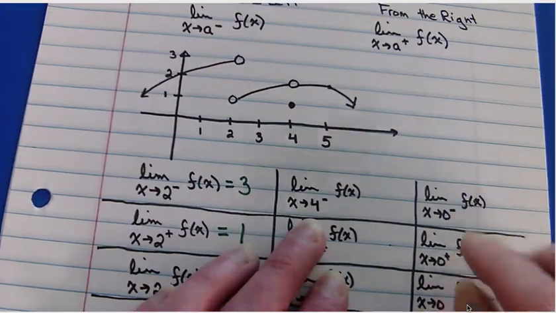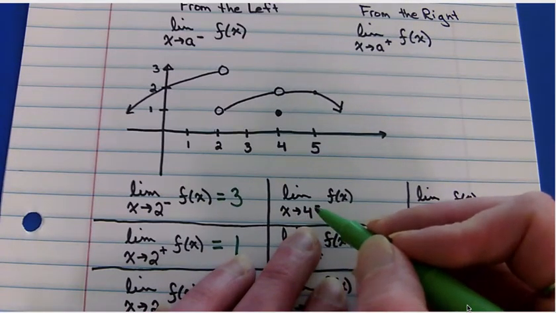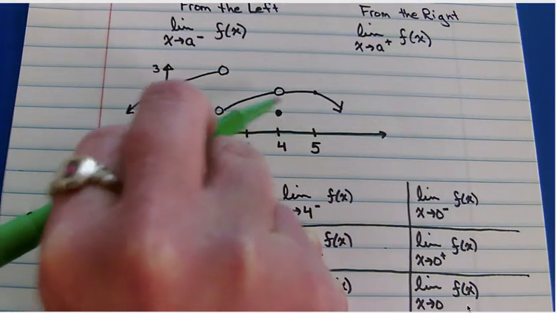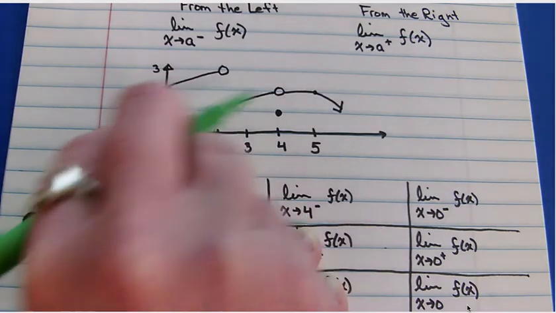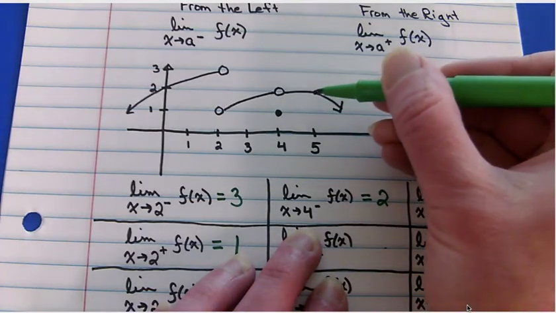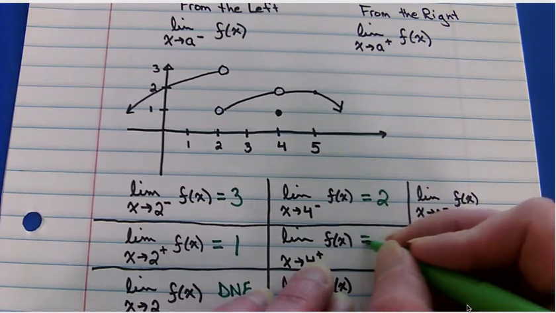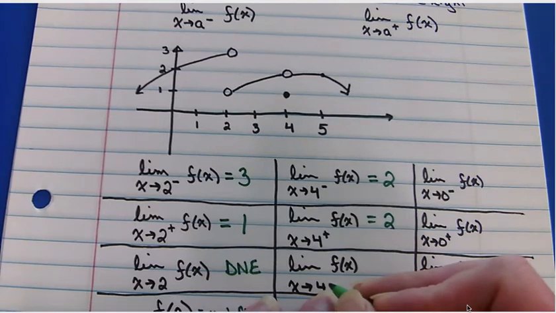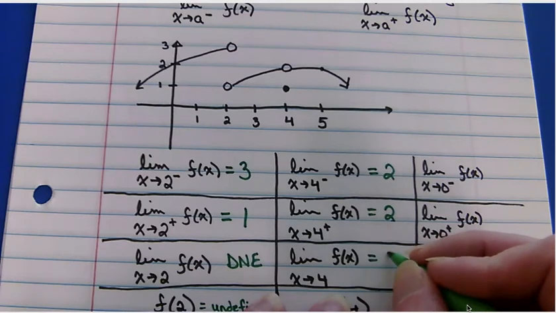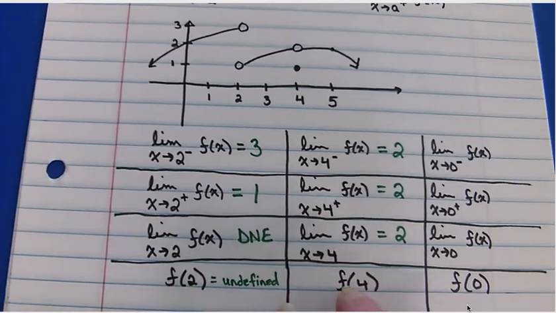Now let's look at 4. As x approaches 4 from the left, so I'm coming this way, getting closer and closer to the x value of 4, my y value is approaching 2. If I'm coming in from the right, the graph is approaching 2. So what would we say the limit is? Left side approaches 2, right side approaches 2. The limit is 2. So f of x is approaching 2, but where is f of 4?